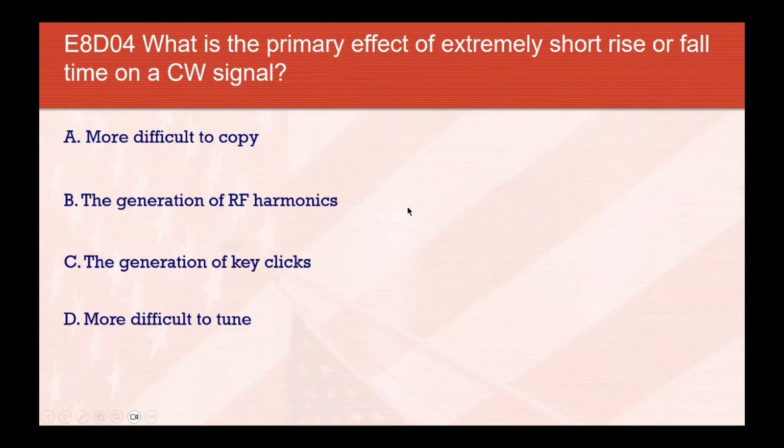What is the primary effect of an extremely short rise or fall time on a CW signal? The rise and fall time, again, is what we're saying when we key down and the transmitter comes up. If it comes up very, very quickly, and we're looking at that on an O-scope, we'd see an almost instantaneous rise from 0 to full strength. And likewise, the fall would be instantaneous back to 0 for all practical purposes. When that happens, if it's too fast, then we get key clicks. We start hearing the click sound that comes from that rise and fall.